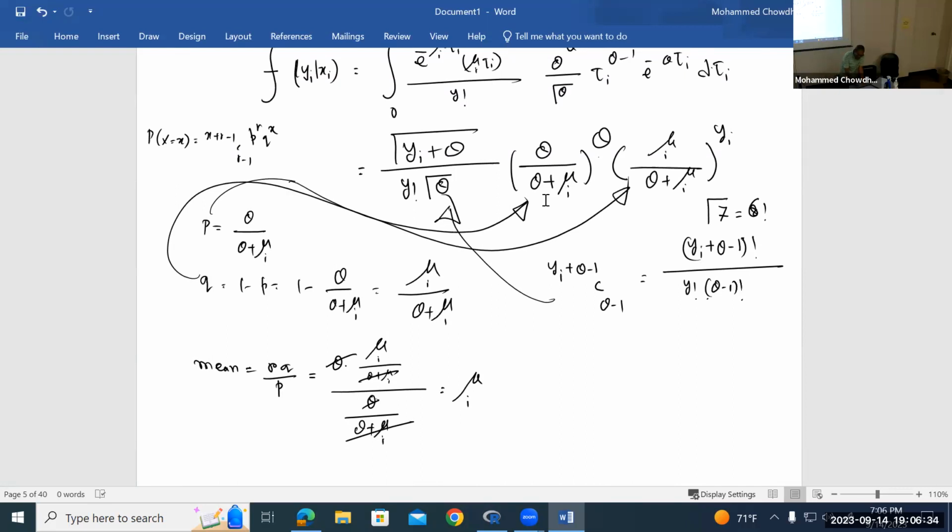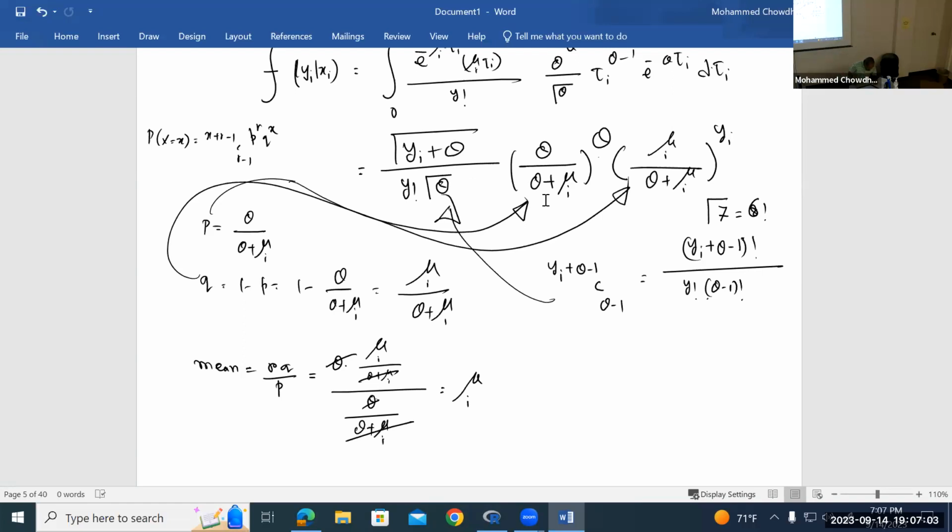If this is my R, this is my P. If I plug all of these values, I am ending up with mu I. So think for a few minutes how much effort mathematicians and statisticians gave to manipulate the original distribution to this distribution. Do you understand? Okay, so our major part is done.